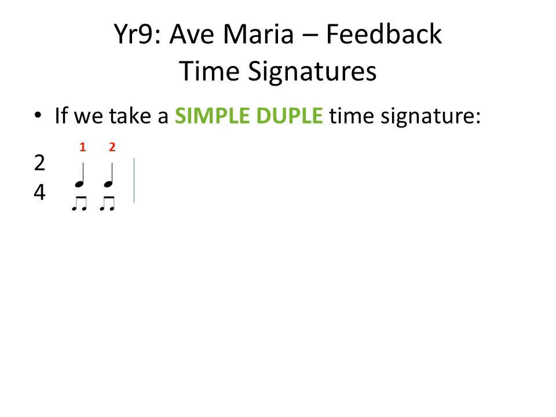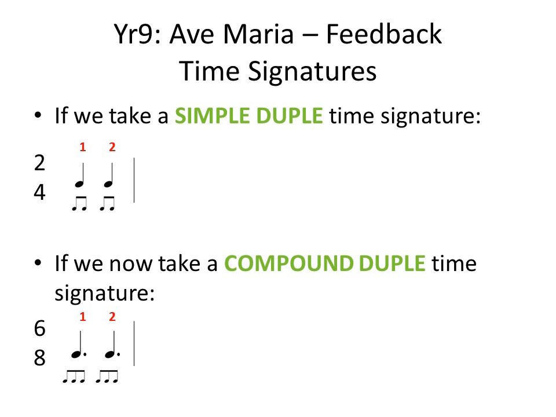Now if we take a simple time signature, simple duple, 2/4, there are 2 counts in the bar, and each crotchet can be divided into 2. In this case, 2/4: 2 crotchets, and each one divided into 2 quavers. That's what makes it simple.